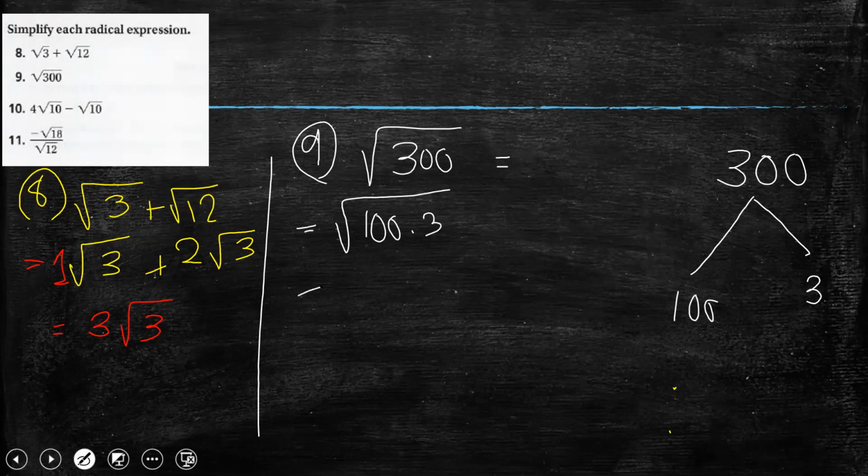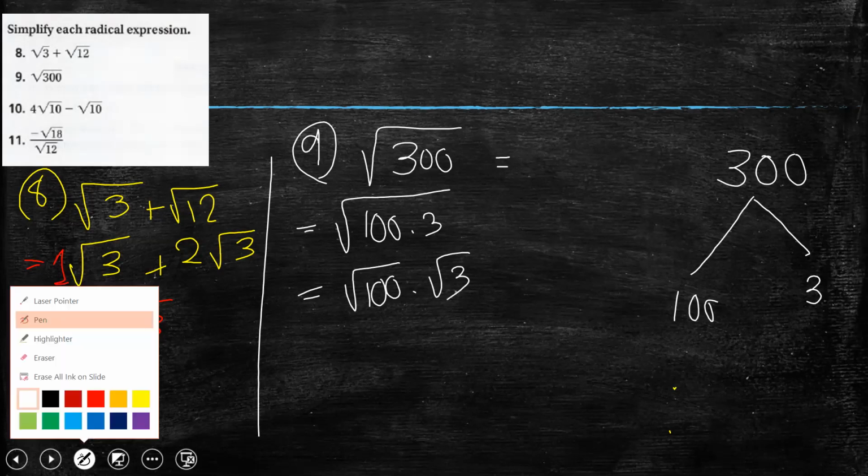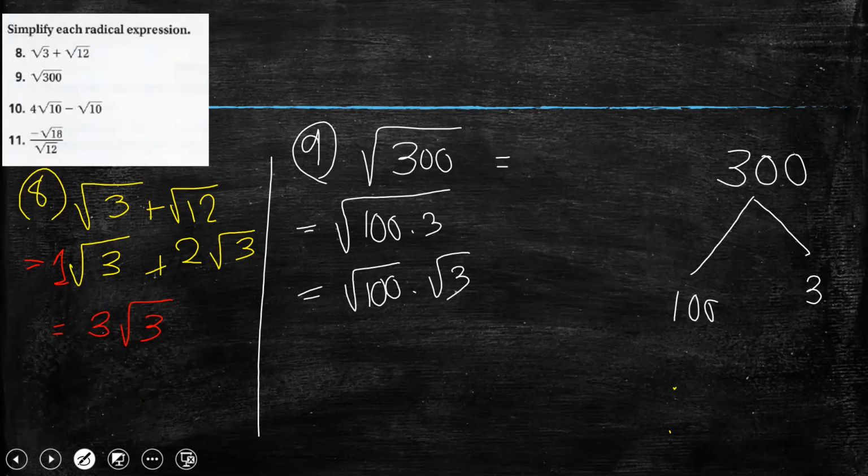Then let's distribute the square root onto 100 and 3. So I get square root of 100 times square root of 3. Then what is the square root of 100? 10. So square root of 300 is 10 square root of 3.